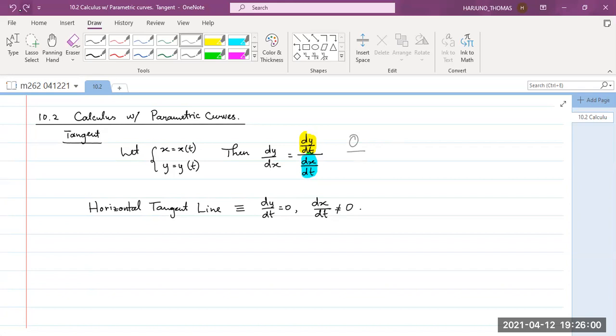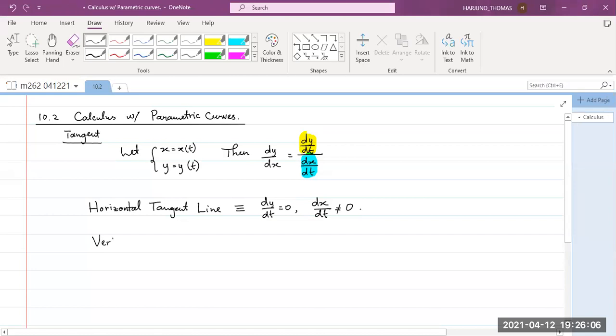Now, vertical tangent line. The tangent line is vertical if dx dy is 0, right? But dx dy is basically dx dt divided by dy dt. Okay, now we have a vertical tangent line if dx dt is 0, yet the denominator dy dt is not 0.